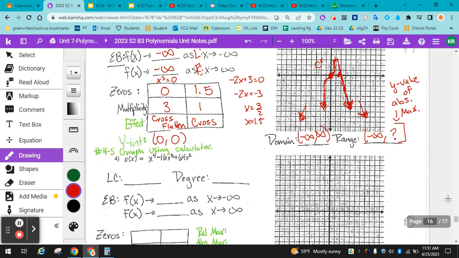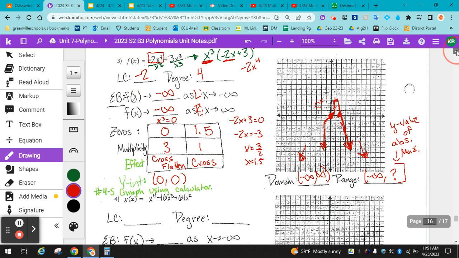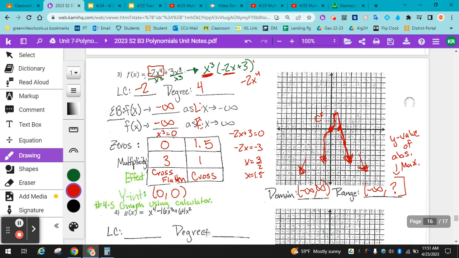Okay, so that's how you sketch polynomials. Now go ahead and get your classwork done.